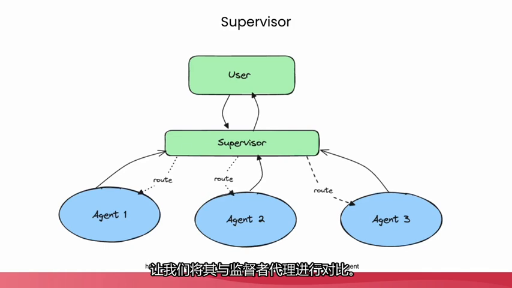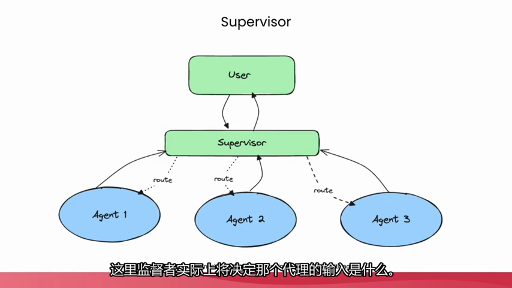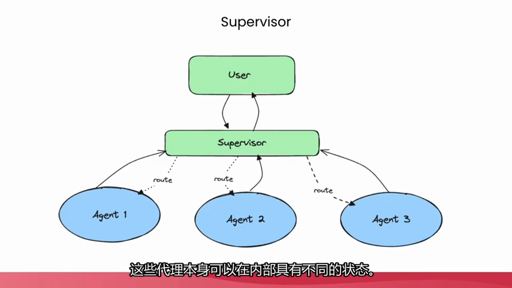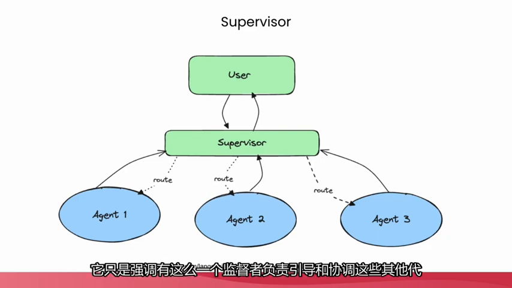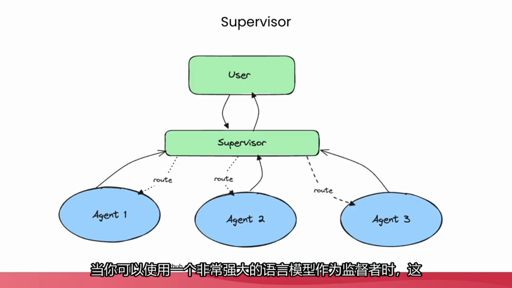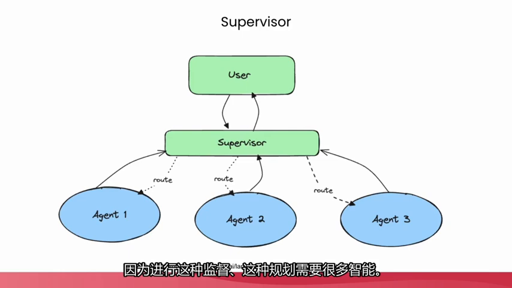Let's contrast that with a supervisor agent. So here we have a supervisor, which is calling into some sub-agents. And here the supervisor will actually determine what the input to that agent is. And those agents themselves could have different states inside them. They're a graph. And so there's not necessarily the same concept of a shared state. Other than that, this is pretty similar to the multi-agent framework. It just really emphasizes that there's this one supervisor that's in charge of routing and coordinating these other agents. This is often good when you can use a really powerful language model as the supervisor, because doing this supervision, doing this planning, requires a lot of intelligence.